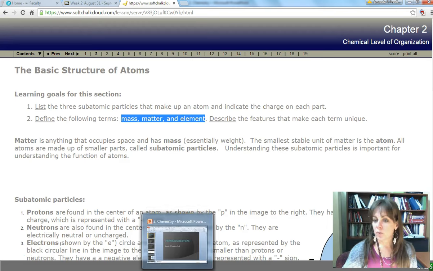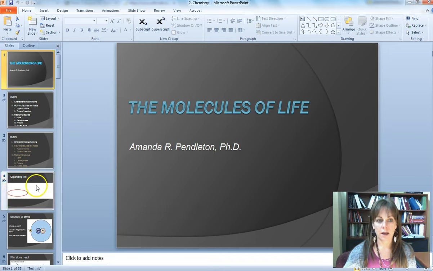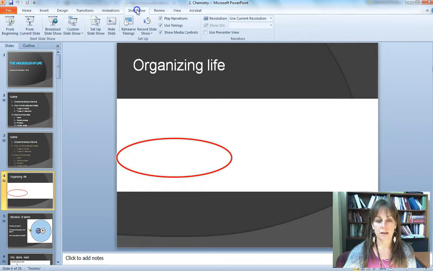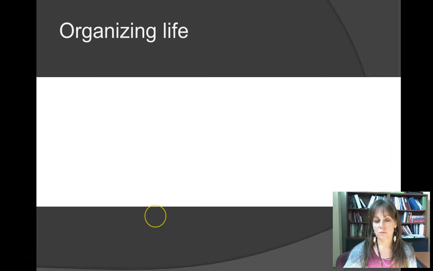So just to remind you of where we're at, here we've gone through this before, but if we're organizing life, if you remember, we start at this chemical level, and the smallest stable unit of matter is an atom. That word stable is very important. We'll talk more about it.